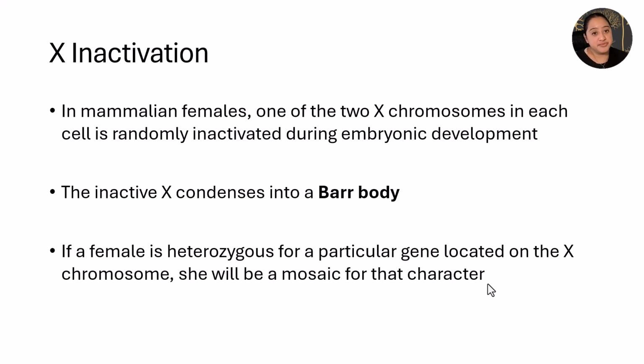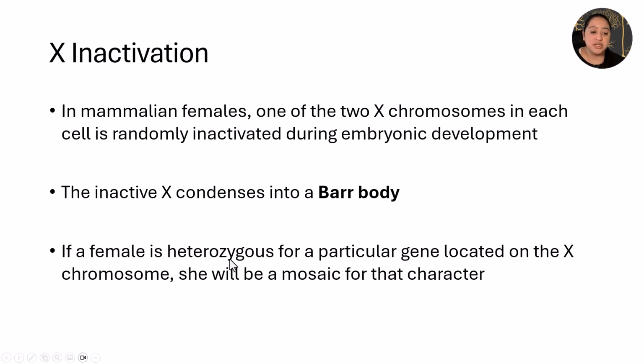And in mammalian females, we get 2 X chromosomes, but one of the 2 X chromosomes in each cell is randomly inactivated during embryonic development. So only one really gets expressed, the other one gets inactivated. So the inactive X condenses into what is called a Barr body. And this is, again, random in development. So in embryonic development, some of the cells will randomly turn off one of the X's and other cells might turn off the other one. So it is pretty random.